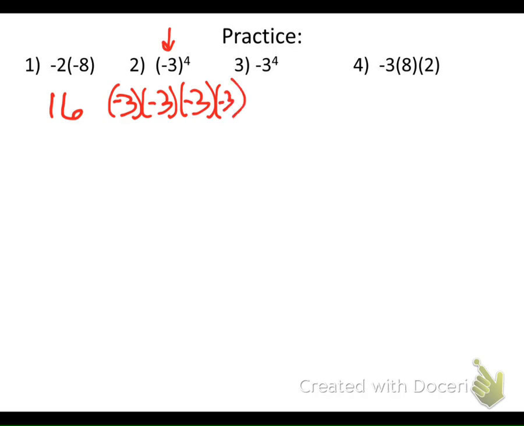So that's 1, 2, 3, 4 negatives. 1, 2, 3, 4, which means you're going to get a positive answer. And you simply do 3 times 3 times 3 times 3, or 9 and 9 makes 81. And that will be a positive 81.